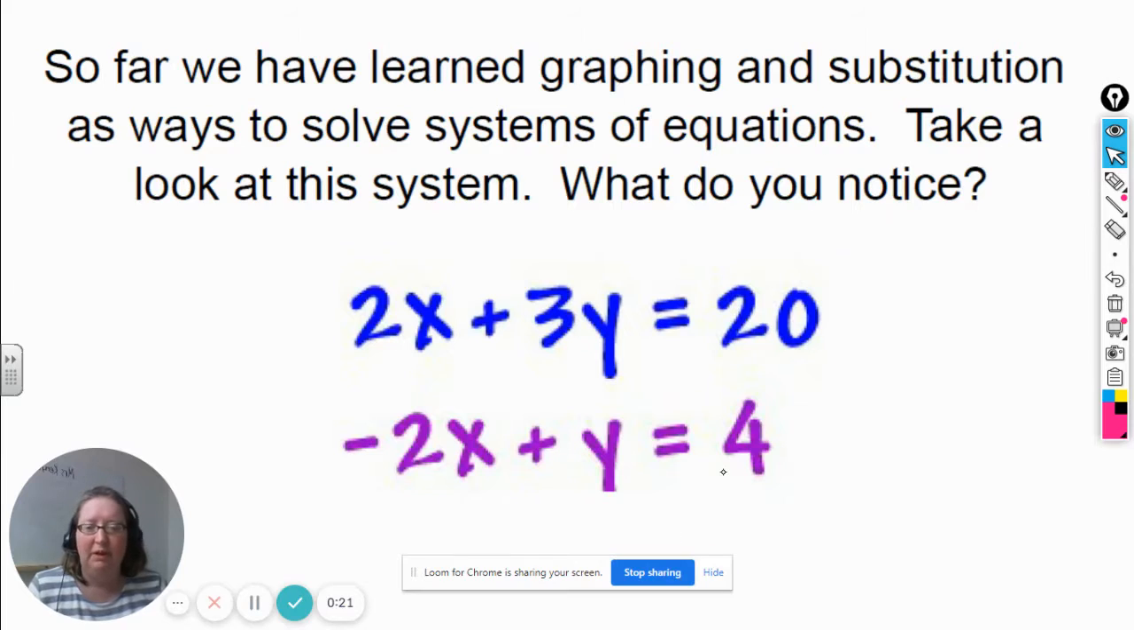One's blue, one's purple. Yes, that's true. What else? Look at the coefficients. Wow, this one has a coefficient of 2. This one has a coefficient of -2. In this situation, it is prime and perfect for doing another method called elimination.